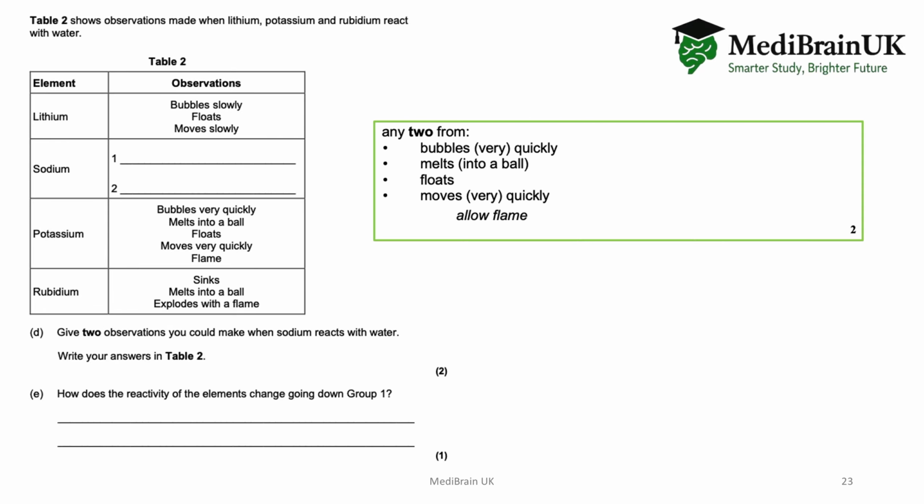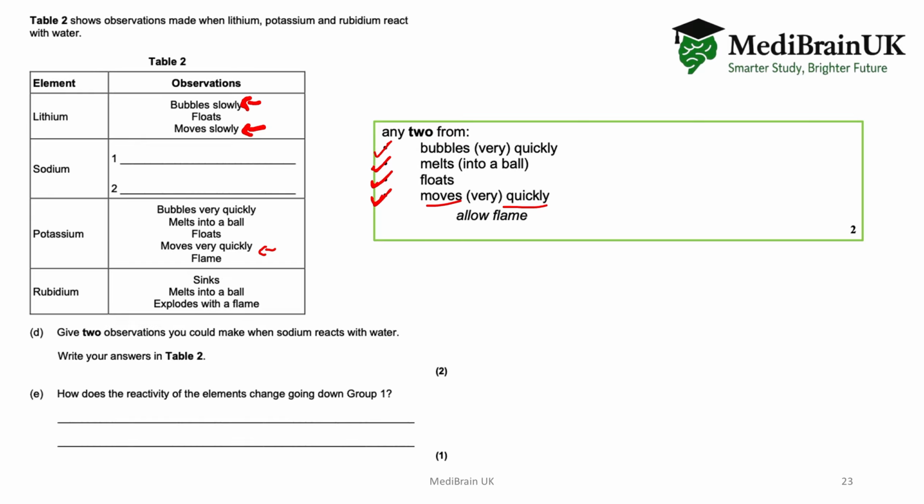So it says any two from the following: bubbles quickly. So as you can see, over here was bubbles slowly. Over here it's going to be bubbles quickly. And then in potassium it goes bubbles very quickly. You could say melts. You could say floats. And you can say moves very quickly. So over here it said moves slowly, and potassium says moves very quickly. Sodium can be moves very quickly because the strength of the reaction is increasing, because there is more shielding, there are more electron energy levels which are coming about as you move down the group.